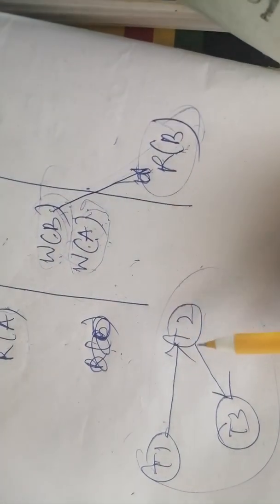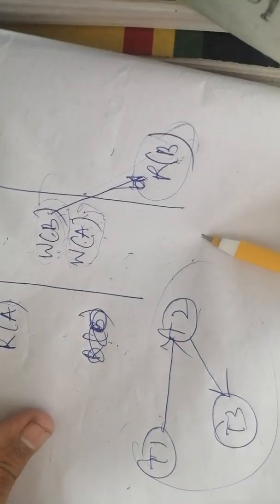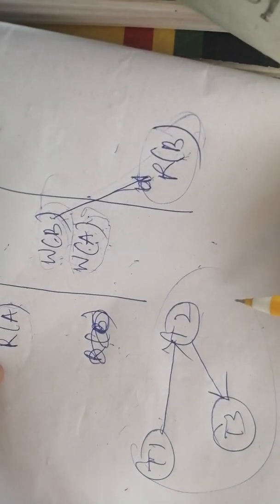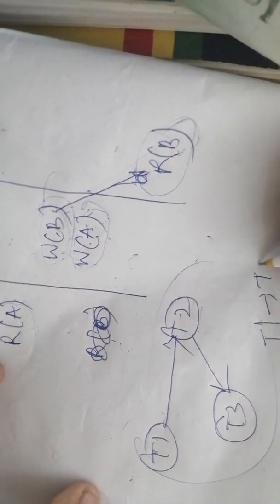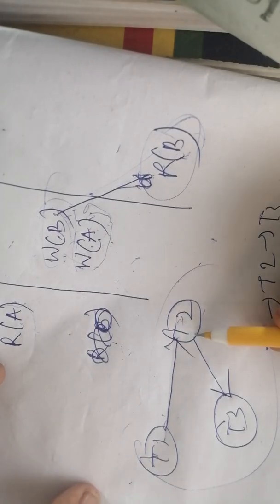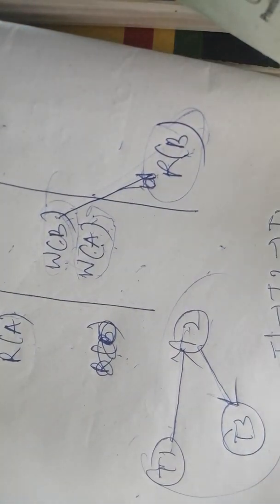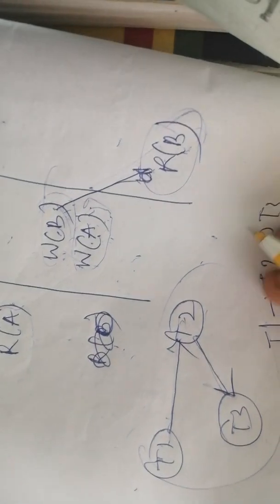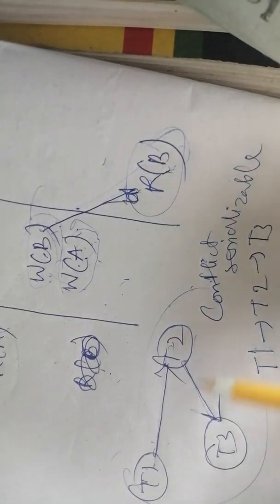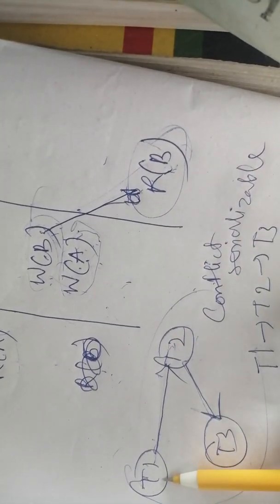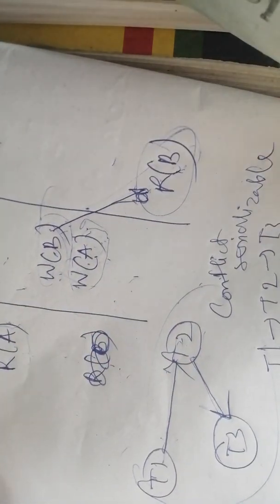Now we check whether any cycle is present in this graph or not. T1 to T2, then T3. No, there is no cycle present in this graph. So remember one thing: if no cycle is present in the graph, then the schedule is conflict serializable. And if a cycle is present in the graph, then the transaction is not conflict serializable.